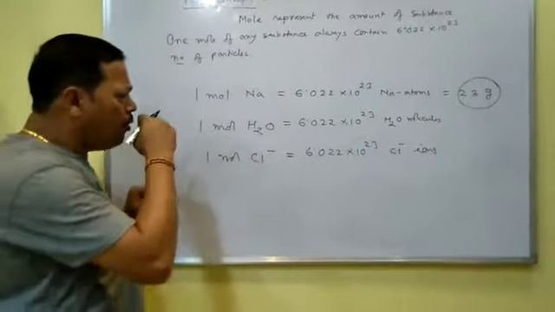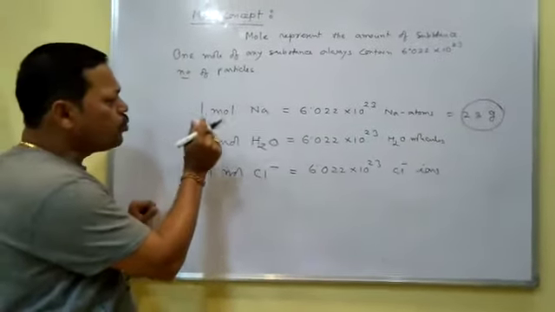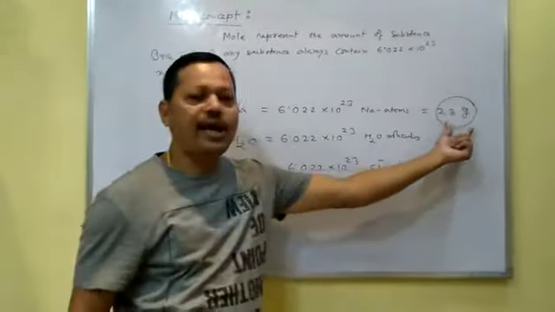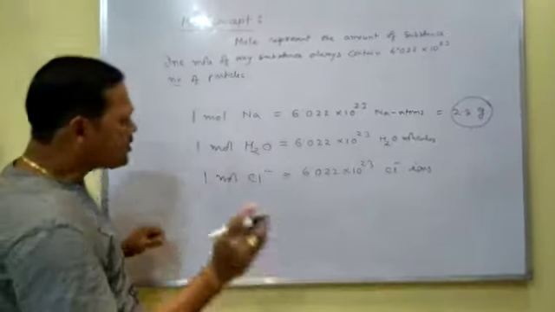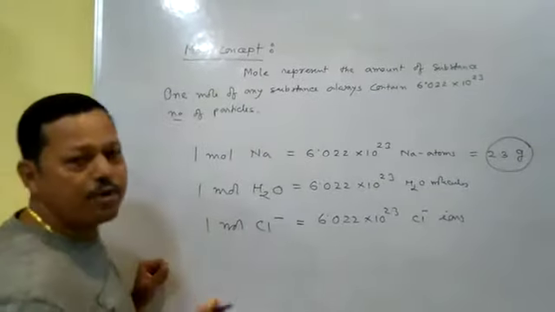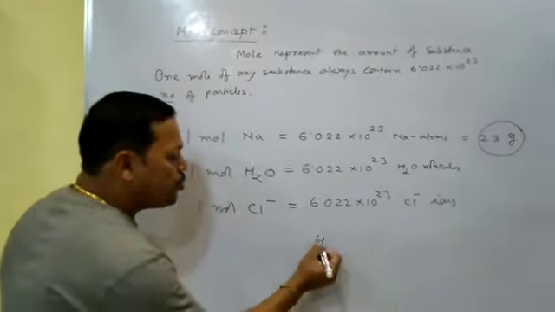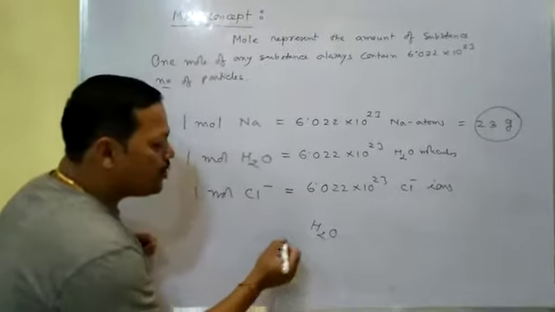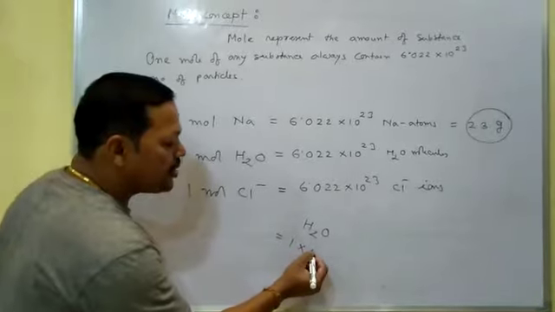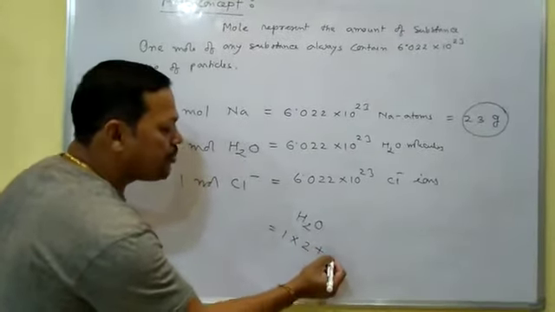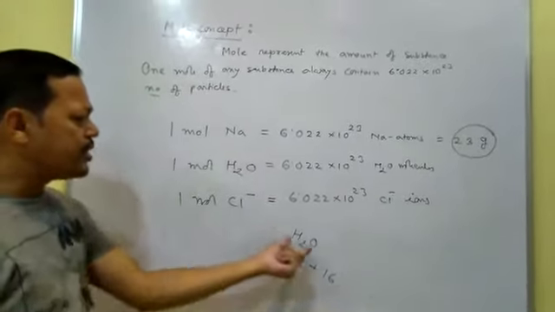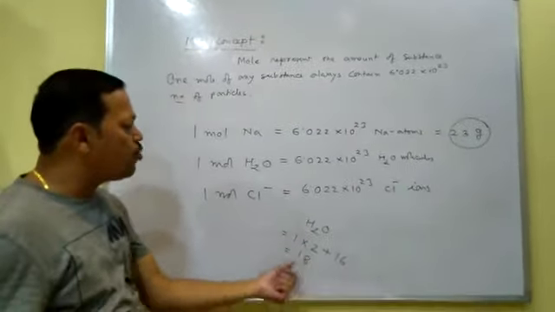So 1 mole of any atom always contains its atomic mass. Similarly, 1 mole of water. 1 mole of water means how much amount? You know H2O. You can find out the molecular mass. Hydrogen mass is 1. There are 2 hydrogens, that's why into 2, plus oxygen mass is 16. I mean, you will get 18. So this is called the molar mass or molecular mass of water.